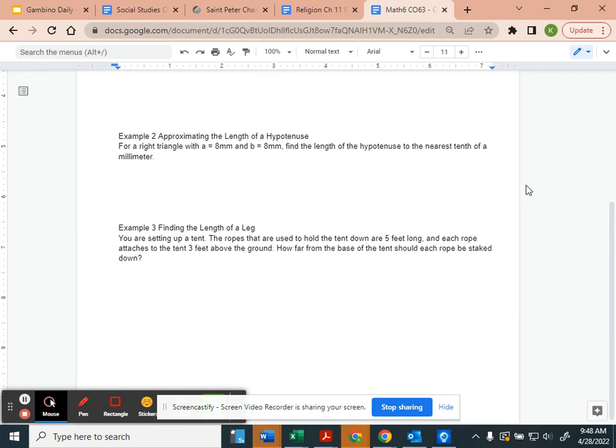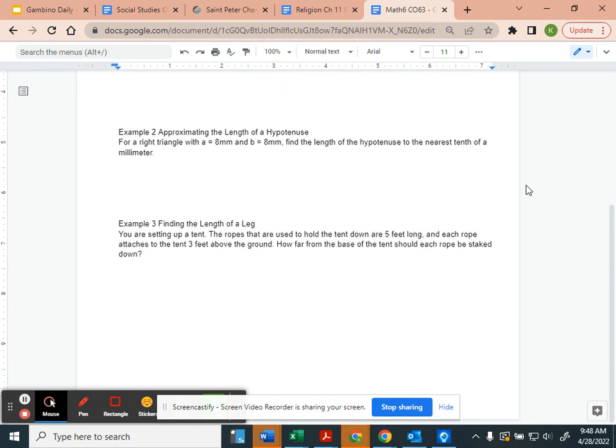Approximating the length of a hypotenuse. For a right triangle with a is 8 millimeters and b is 8 millimeters, find the length of the hypotenuse to the nearest tenth of a millimeter. So if we have 8 millimeters and 8 millimeters, here is my right angle, because it's a leg and a leg going to that right angle. So I want to find c. So how do I set my equation up?